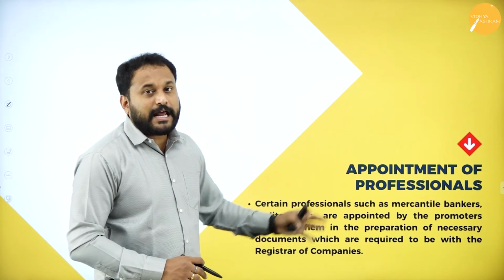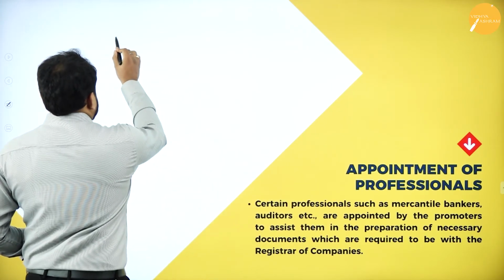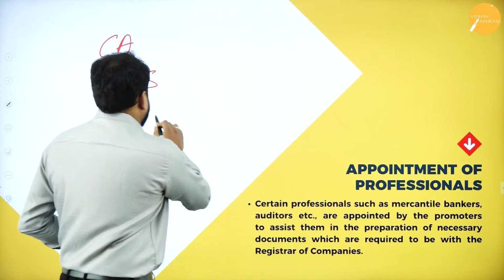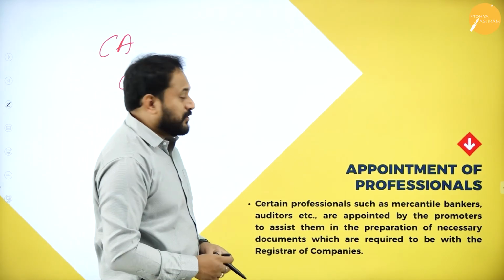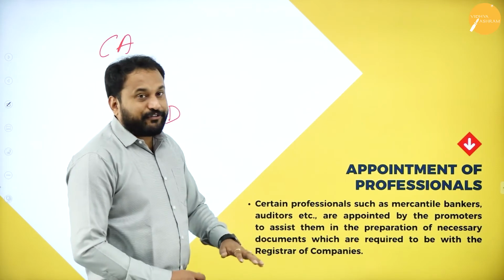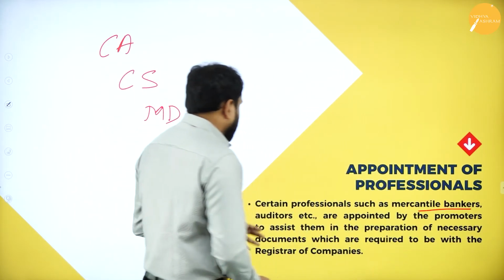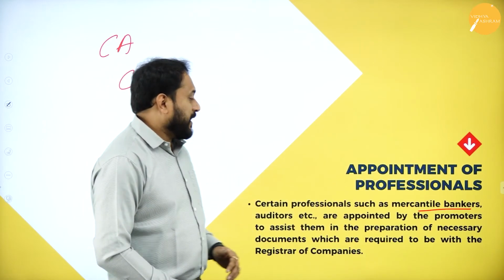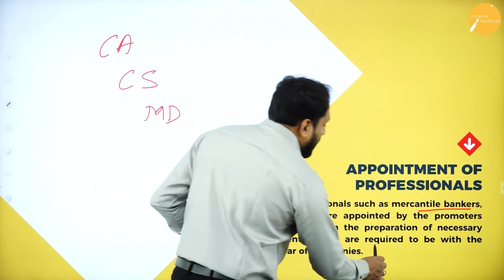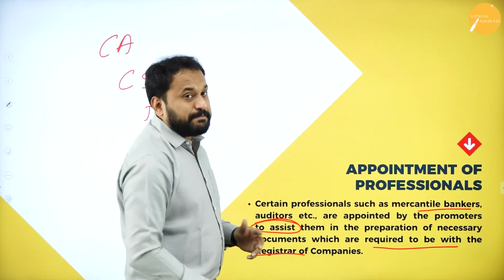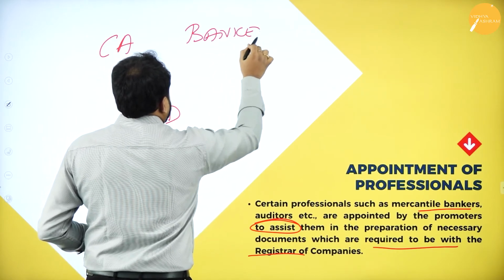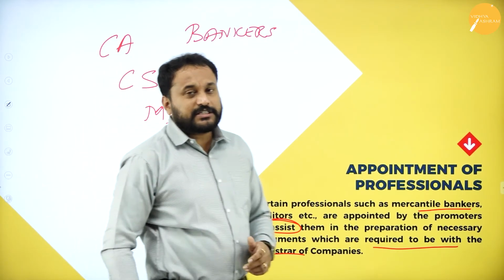Appointment of professionals. Here what happens is you need to go with something called a chartered accountant of your company or a company secretary, and then you are supposed to actually appoint an MD, managing director. Now I'll tell you the criteria is also here, and who are the bankers. All these things you are supposed to know. Now certain professionals such as mercantile bankers, then auditors, etc. are appointed by the promoters to assist them in the preparation of necessary documents which are required to be filed with the registrar of companies. So you will have what here? Who are your bankers, right? All these things are the professionals which you are supposed to check.